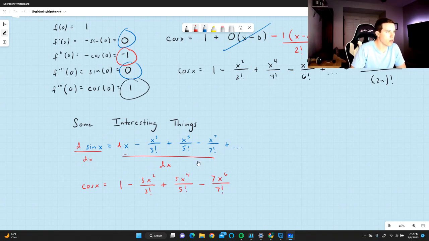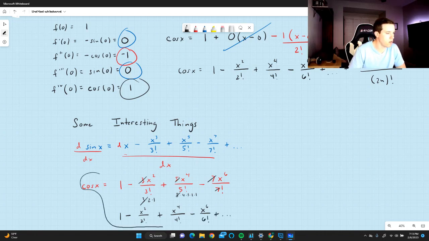Cool. Okay, well, can we simplify this a little bit? Yeah, 3 over 3 factorial. Remember, 3 factorial is just the same as 3 times 2 times 1. So I can cancel that and that 3, and I'm left with x squared over 2 factorial, because 2 times 1, which is 2, plus, can I do the same thing here? Absolutely. 5 times 4 times 3 times 2 times 1. Cancel the 5s. X to the 4 over 4 factorial. Minus, cancel the 7 from the 7. You get x to the 6 over 6 factorial. Plus, dot, dot, dot. So look, I just found the MacLaurin for cosine of x.